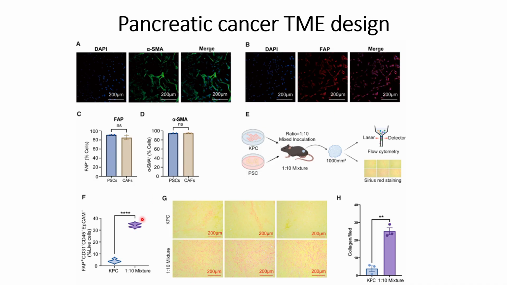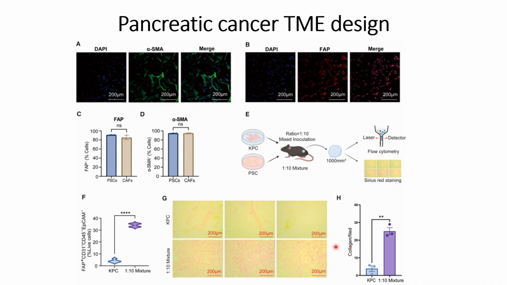the FAP, fibroblast activation protein, which is significantly higher in the 1:10 mixture compared to the control case, which is the KPC alone. They also did Sirius staining to check the signals for collagen, and they are able to see a high amount of collagen in the 1:10 mixture compared to the control. These they have also quantified in panel H, where we can see that the collagen in the 1:10 mixture is significantly higher compared to the control.